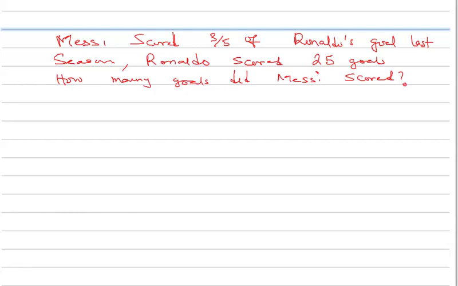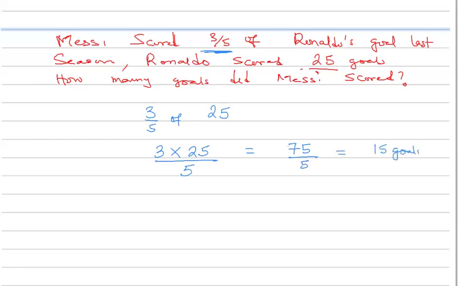So, guys, what are we going to do? I think it's 25. Ronaldo scored 25 goals. So Messi scored 3/5 of 25 goals. Then you have to do three times 25, divided by 5. That gives you 75, divided by 5 gives you 15. 15 goals. So can you see? You multiply by the top, then you divide by the bottom.